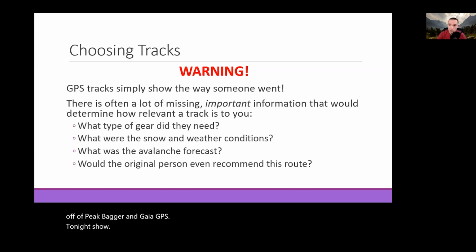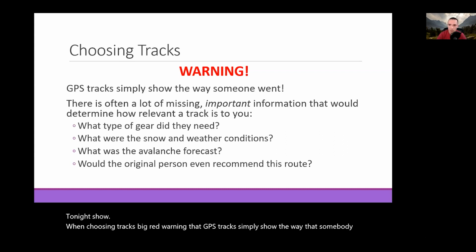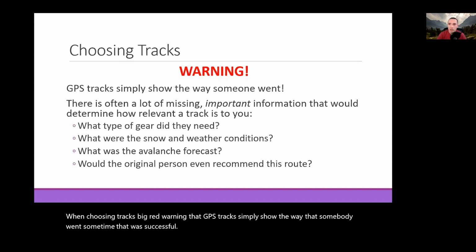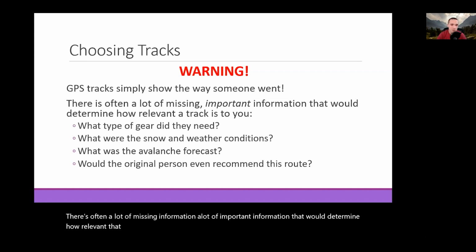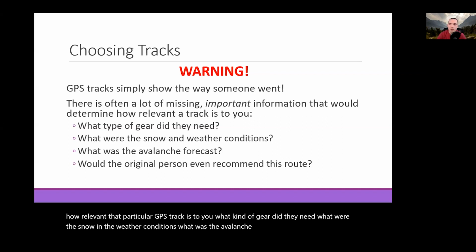So when choosing tracks, a big red warning: GPS tracks simply show the way that somebody went sometime that was successful. There's often a lot of missing information, important information that would determine how relevant that particular GPS track is to you. What kind of gear did they need? What were the snow and weather conditions? What was the avalanche forecast? And would that person who did that route even recommend this?